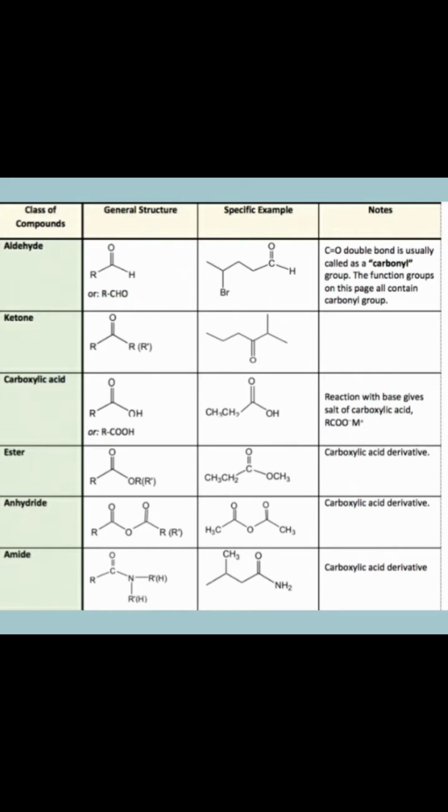A carboxylic acid is an R, a double bond, and an OH group. An ester is an R, a double-bonded oxygen, connected to a carbon. An anhydride is basically an oxygen or ether group surrounded by two ketones. An amide looks like an aldehyde, but instead of a hydrogen, there is a nitrogen. Also, it's good to note that a carbonyl is a C double bond O group. These are your primary organic chemistry 1 functional groups, and there's more to come.